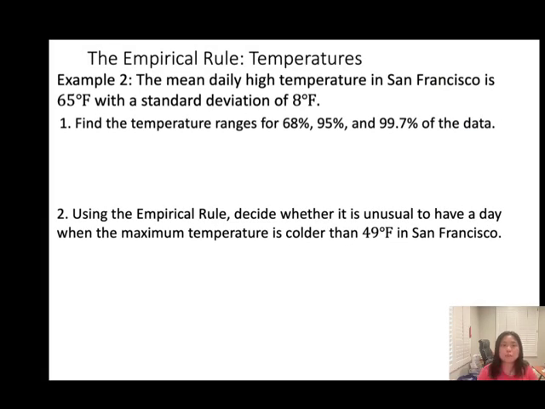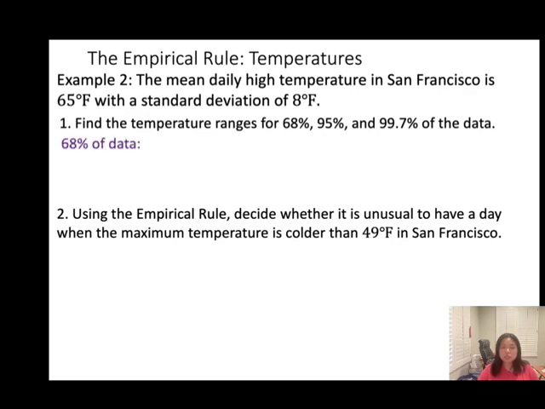Look at this example. The mean daily high temperature in San Francisco is 65 Fahrenheit with a standard deviation of 8 Fahrenheit. Find the temperature range for 68%, 95%, and 99.7% of the data. So remember these three: 68, 95, and 99.7. This is talking about the empirical rule. So we want to find the range. I'll show you guys the first one.